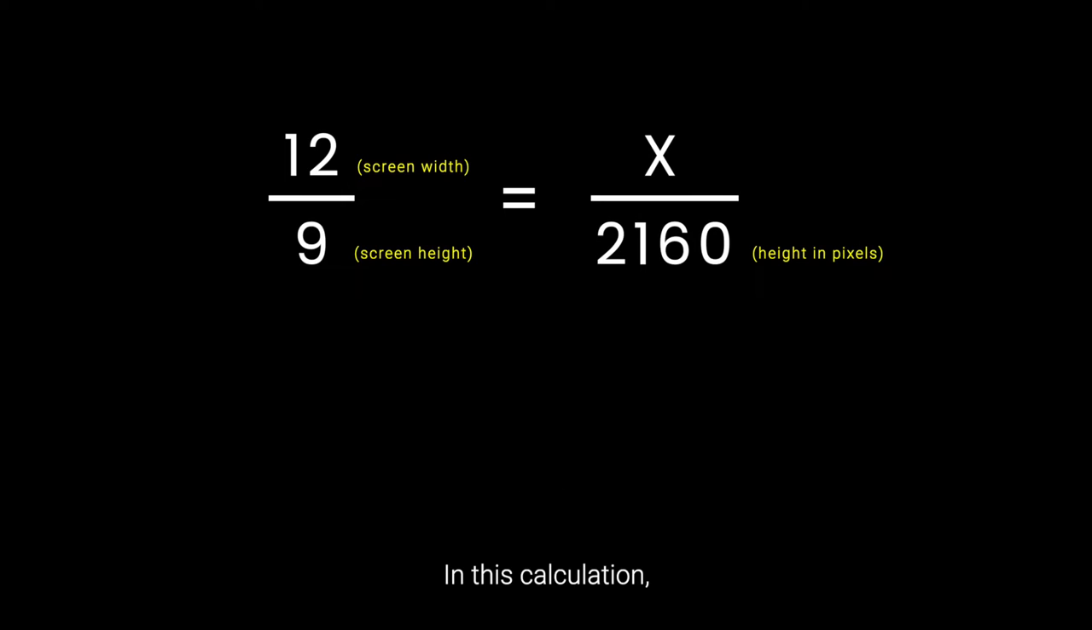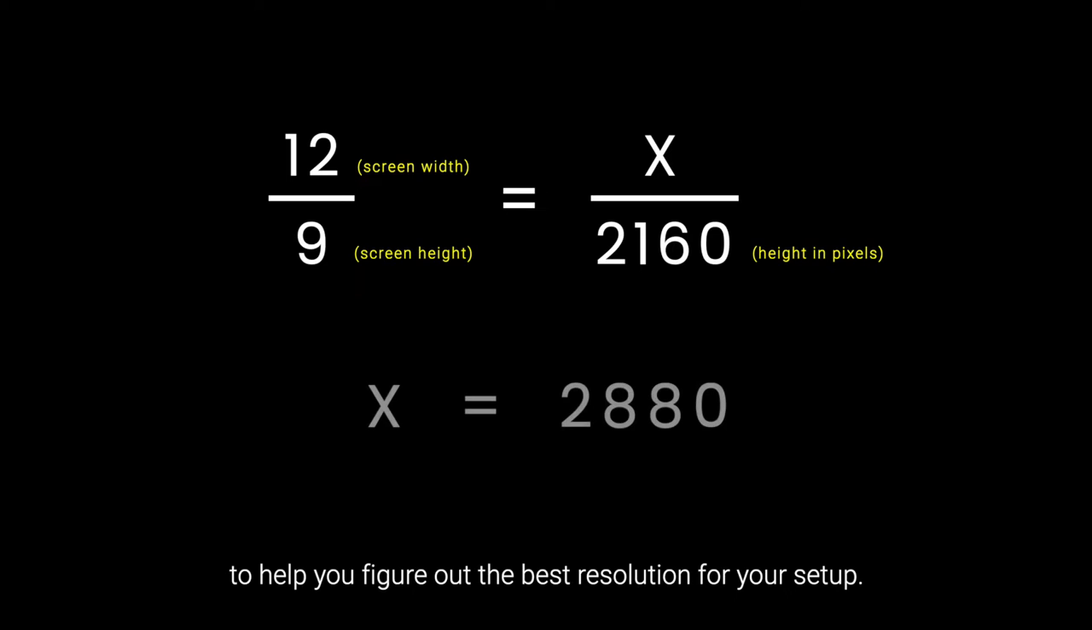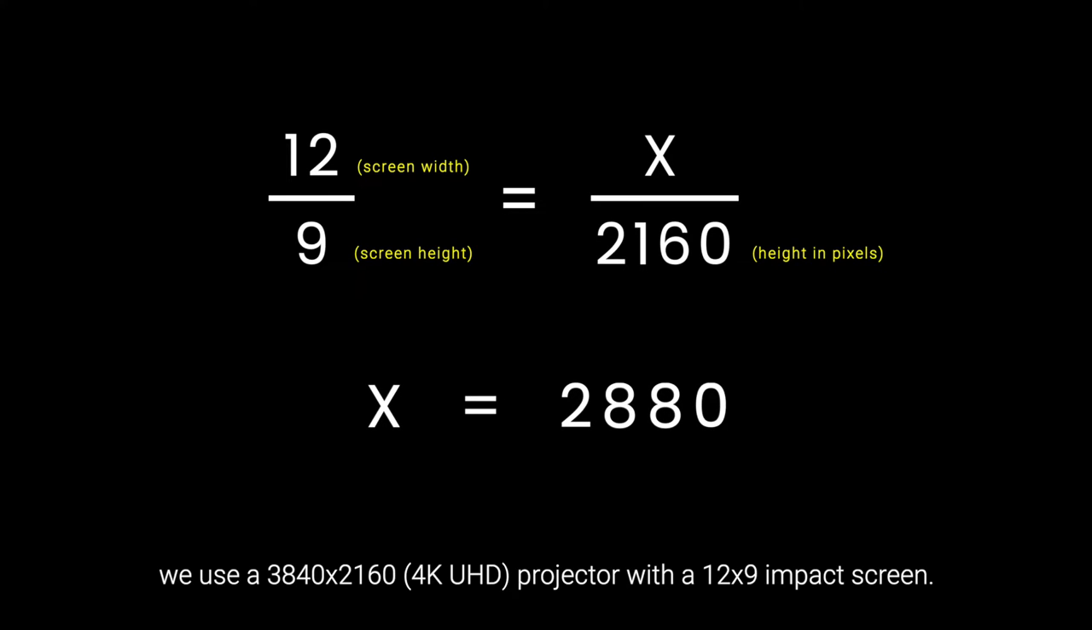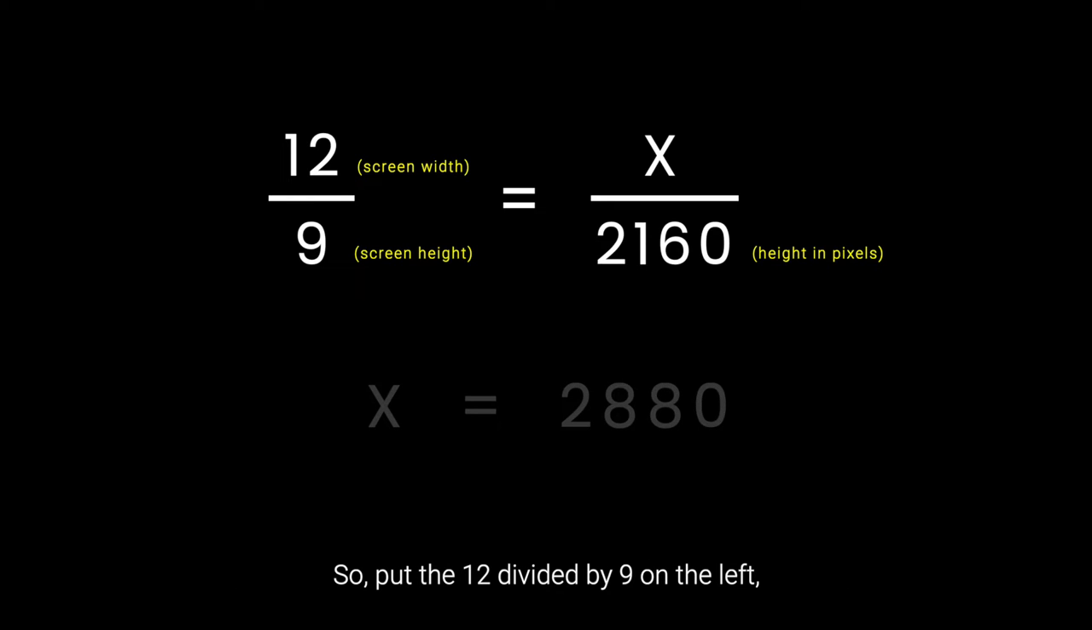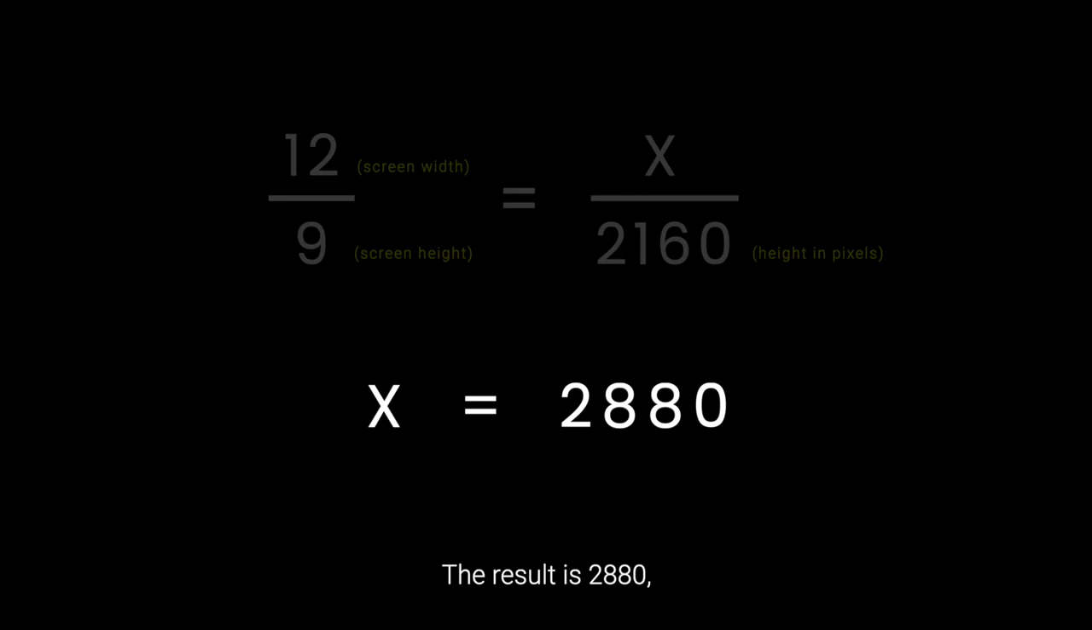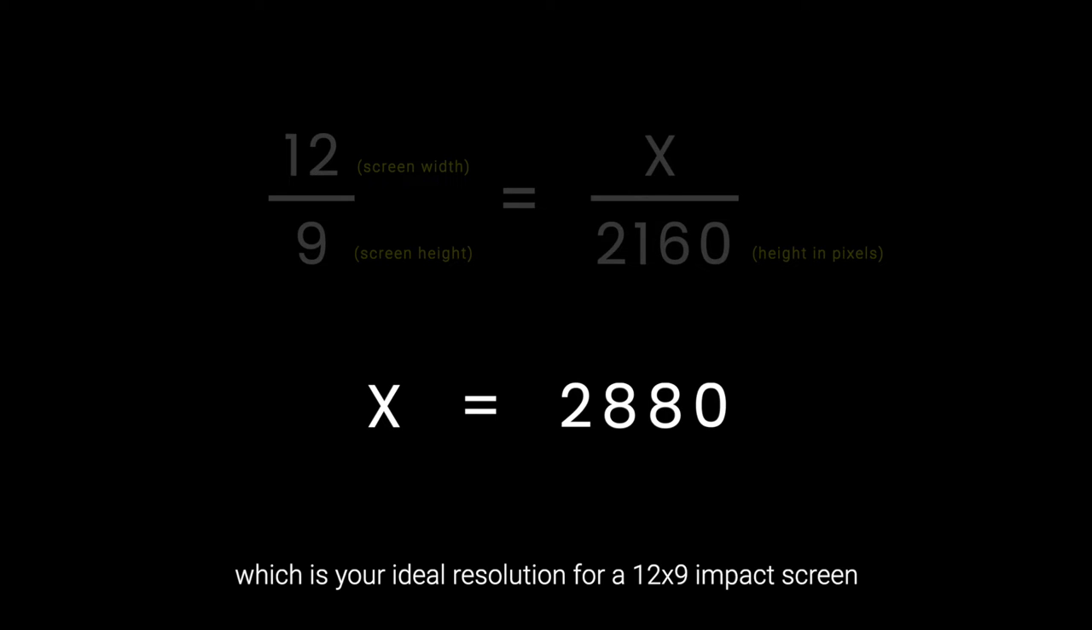In this calculation, we're showing a simple equation to help you figure out the best resolution for your setup. In our example, we use a 3840x2160 4K UHD projector with a 12x9 impact screen. So, put the 12 divided by 9 on the left, with height as the denominator after the equal sign. Next, we have 12 times 2160 divided by 9. The result is 2880, which is your ideal resolution for a 12x9 impact screen if you're using a 4K projector.